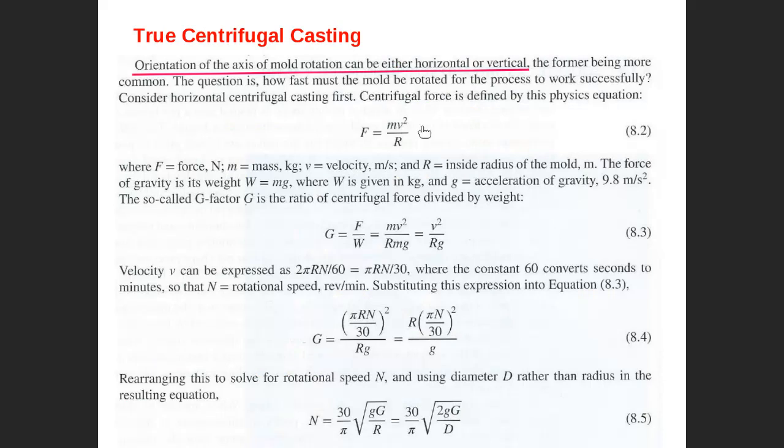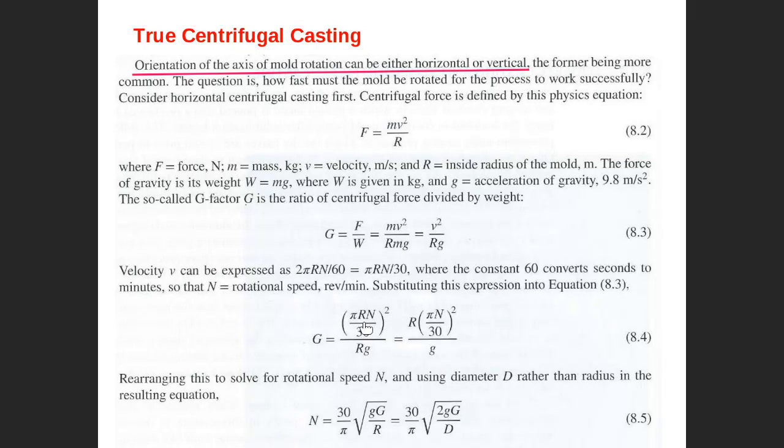casting. So F equals mv squared divided by r, G equals F divided by W, and finally G equals v squared divided by rg. V is the rotational speed, r is the radius of the cast, g is gravity acceleration.